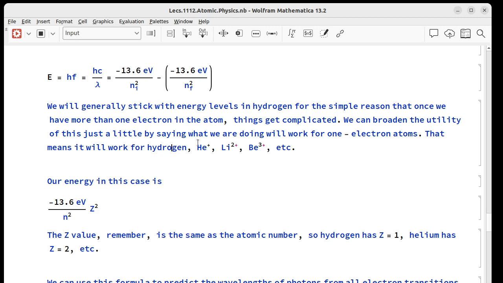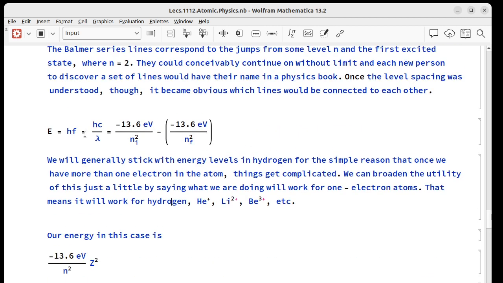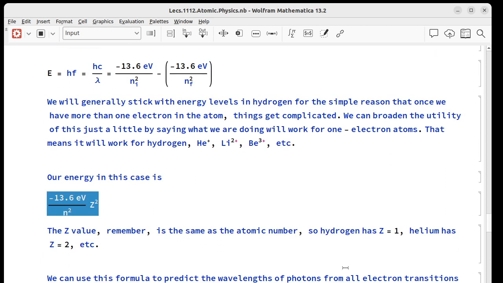So hydrogen is the most useful case for this, but again, we can make this work with helium that's ionized once, lithium that's ionized twice, beryllium ionized 3 times, etc. Our energies there would look like this. We bring the z squared back. So hydrogen z equals 1, helium z equals 2.